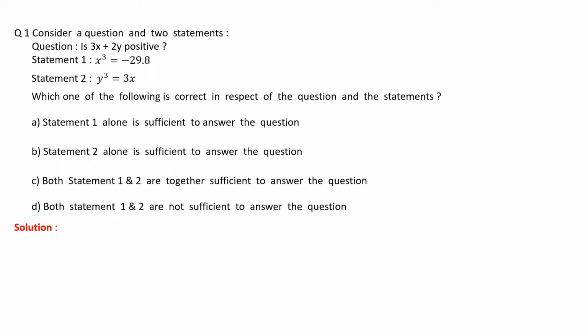Now students, here is the first problem that we are seeing. It's an assertion reasoning based question. There is a question and there are two statements linked with it, and we have to answer as per the options, like statement 1 alone is sufficient to answer the question, or statement 2 alone is sufficient, both statement 1 and 2 are together sufficient, or both statement 1 and 2 are not sufficient to answer the question.